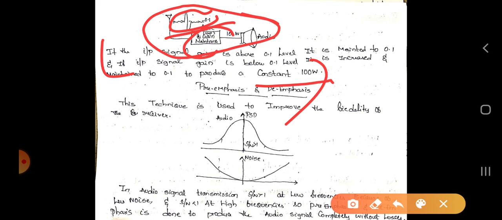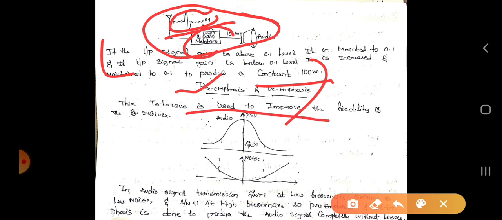Similarly, we will go for another technique in audio systems, that is in receiver systems, any type of music systems: pre-emphasis and de-emphasis techniques. Pre-emphasis and de-emphasis techniques are mostly used in music systems, that is MP3 players, and also in different types of electronic gadgets. Why we are using pre-emphasis and de-emphasis, I will explain now.